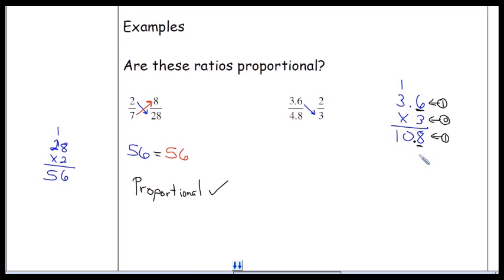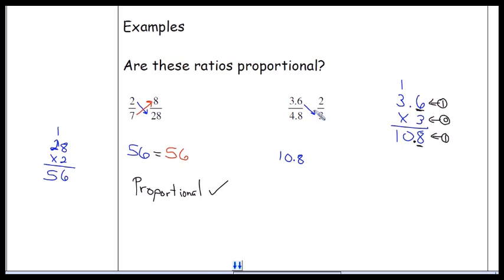So my decimal is 10.8. So when I multiply those two together, 3.6 times 3 gave me 10.8. And what I just did right here for you, this is how I reteach you multiplication of decimals in case you missed it the first time around.